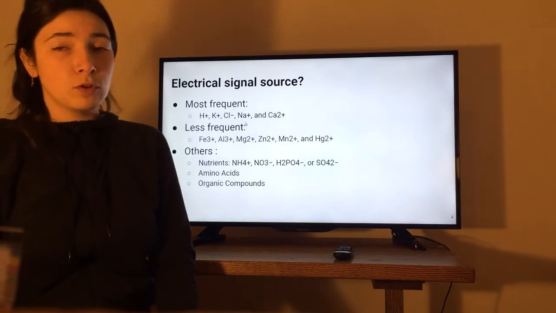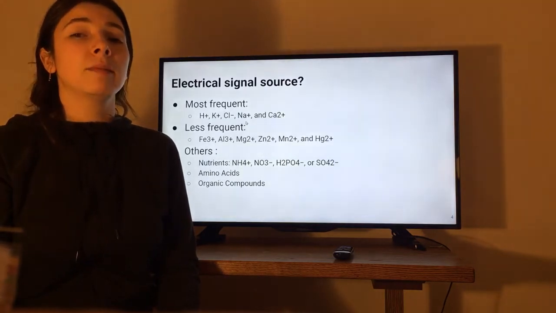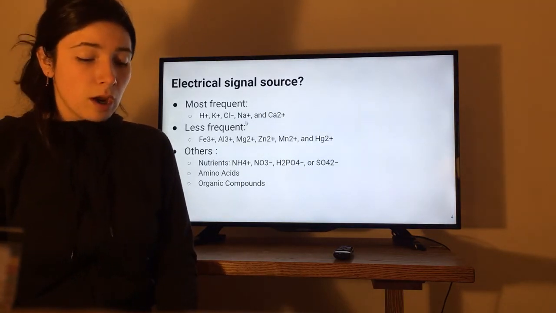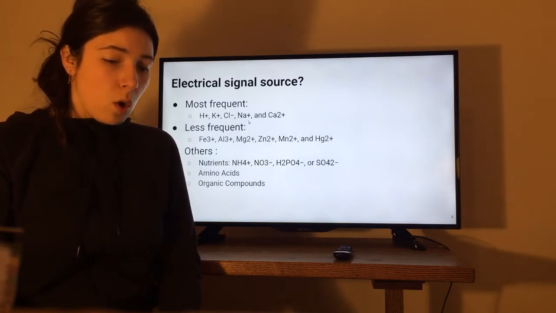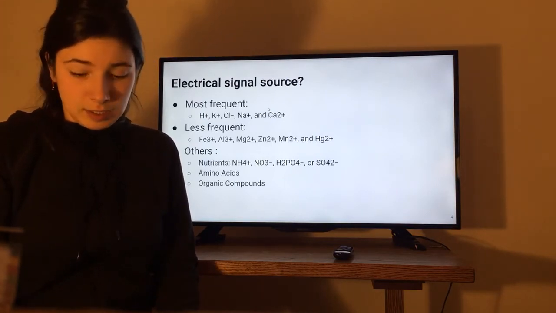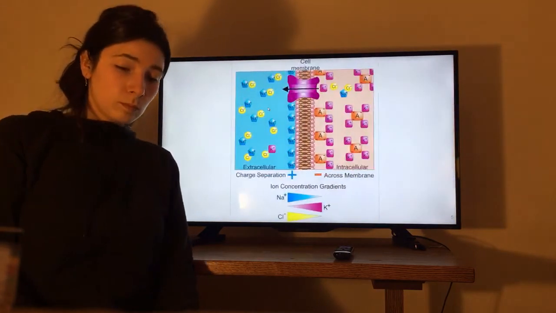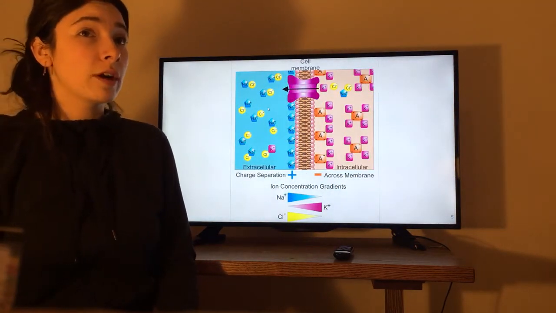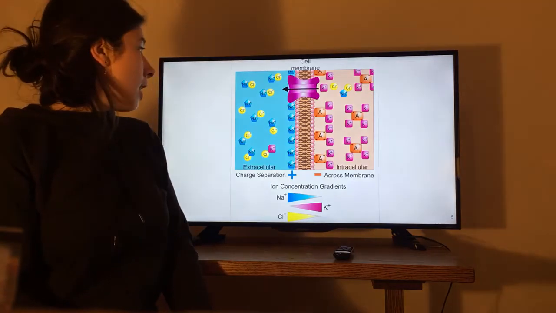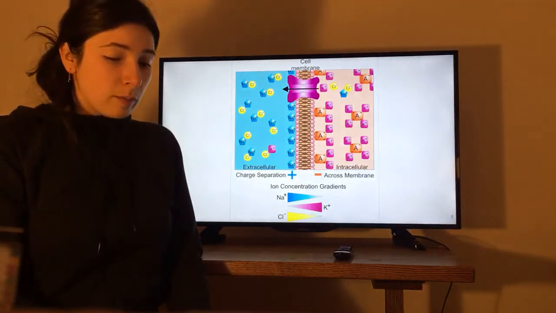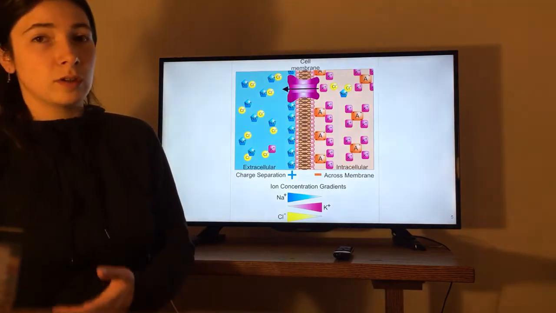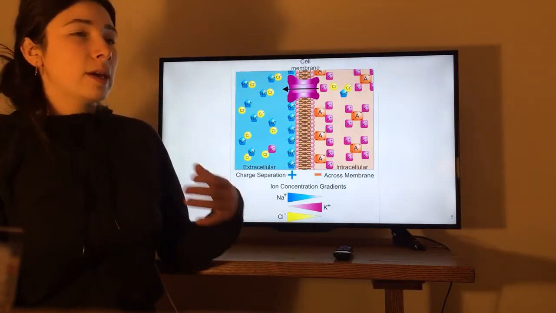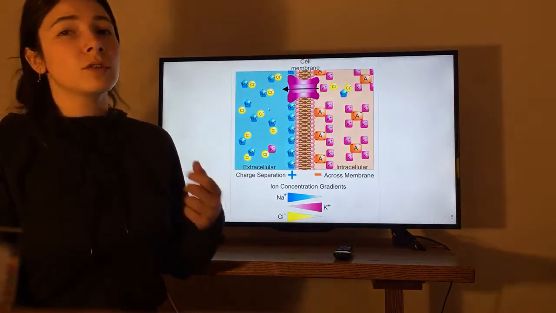Other sources can be nutrients, because we know that they're being pumped through the roots, amino acids or organic compounds, things that we can find in the soil or also outside in gas form. So just to give a little bit more of an idea of this, when we're talking about what is traveling, and we mentioned the most frequent ones, it means it can also be intra or extracellular.